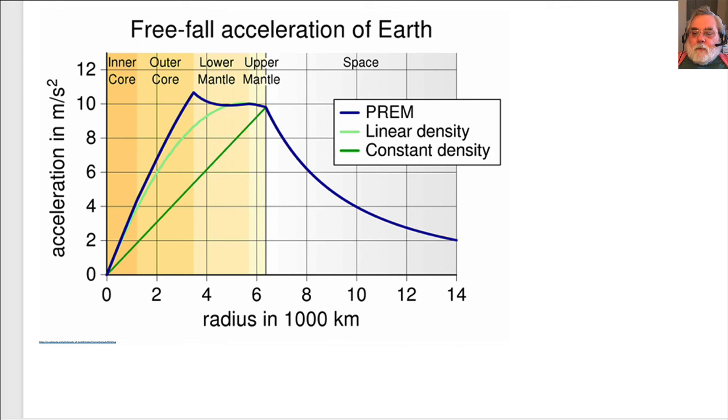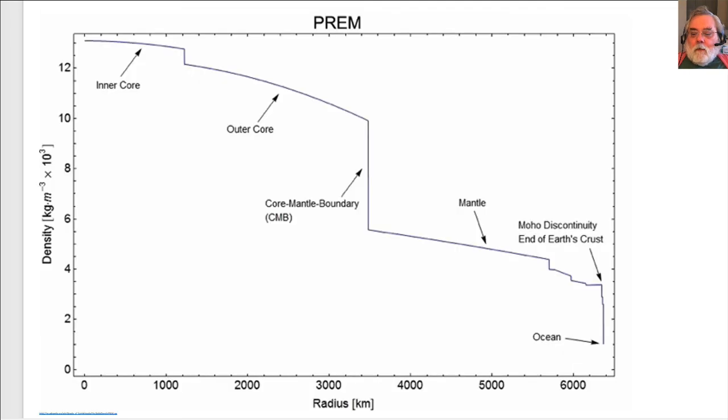As we descend from the surface of the Earth, gravitational acceleration increases slightly at first, because the density of the crust and mantle are less than the average density of the Earth. Lower down, we see the nearly linear relation. Here is a graph of calculated density inside the Earth.